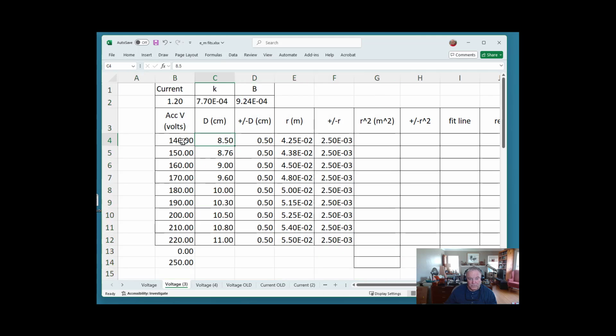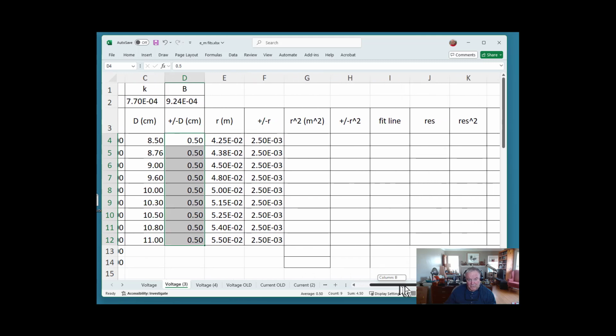So, as before, we did a constant current, so the B field is constant. And, well, not as before, in a similar fashion. And then we took some voltage data. We changed the voltage, that's our independent variable, and then we measured diameter in centimeters, and we came up with an error. In this case, 0.5 centimeter. I would bet a lot of you use 0.2, and that's fine.